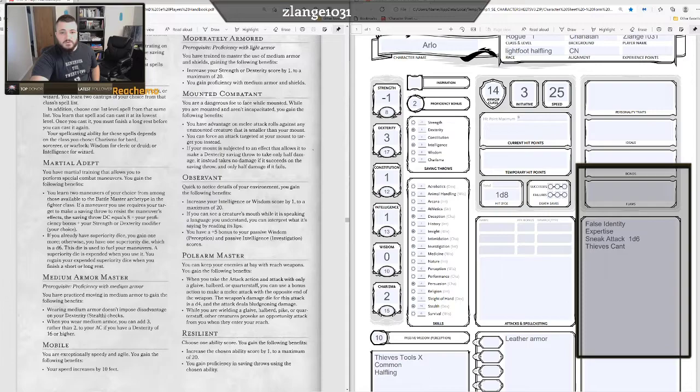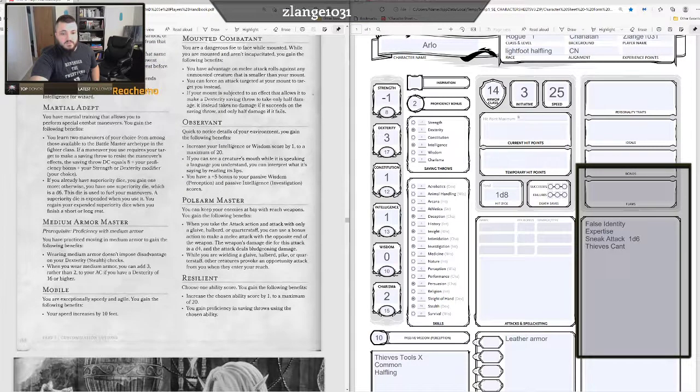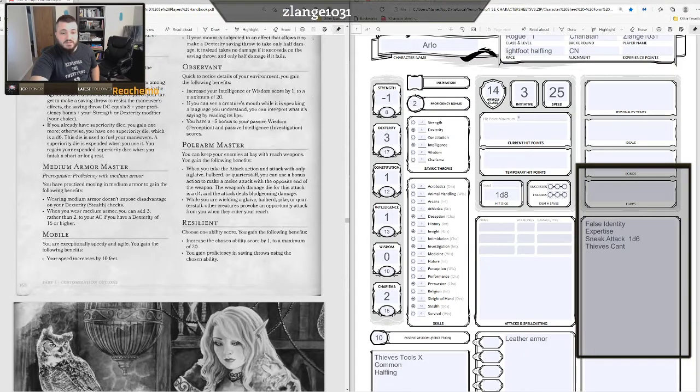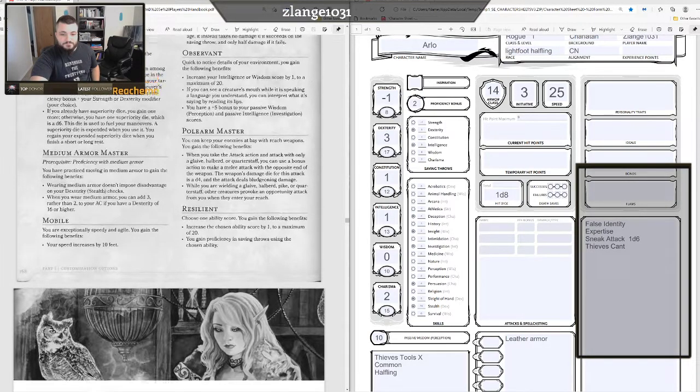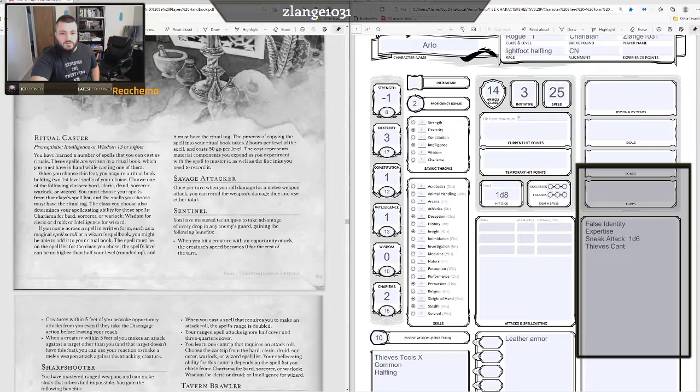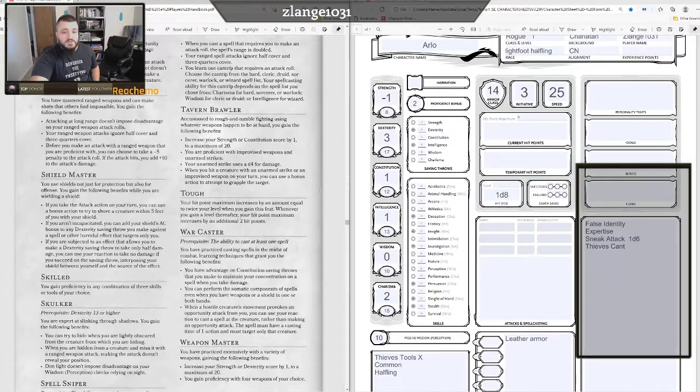There are feats for giving you proficiency with armors that you don't have. Can be very helpful for some people, especially spellcasters. Sharpshooter. I just picked this one up. As a ranger, Sharpshooter is great. You've mastered ranged weapons and can make shots others find impossible. You gain the following benefits. Attacking at long range doesn't impose disadvantage on your ranged weapon attacks.